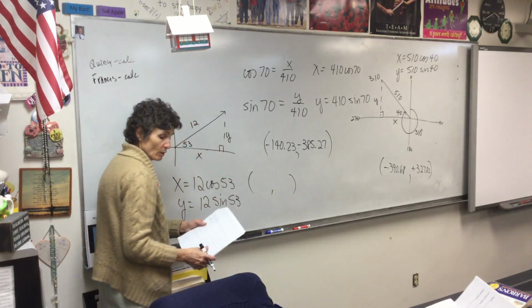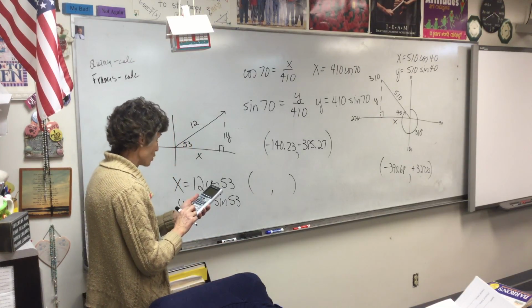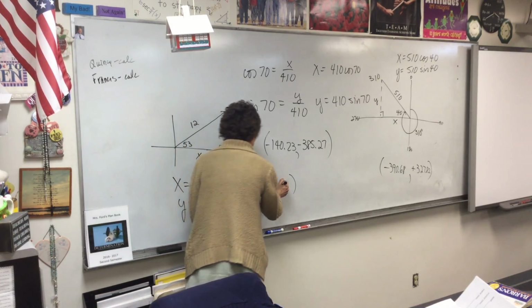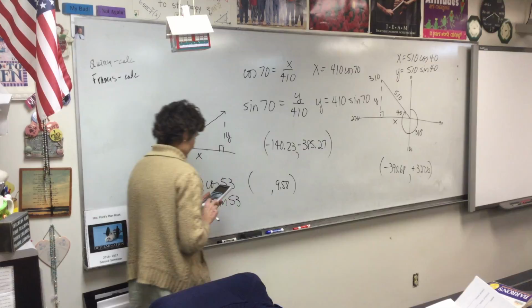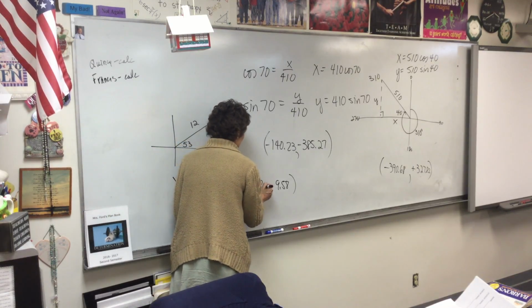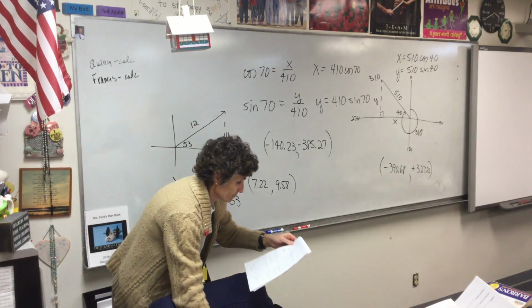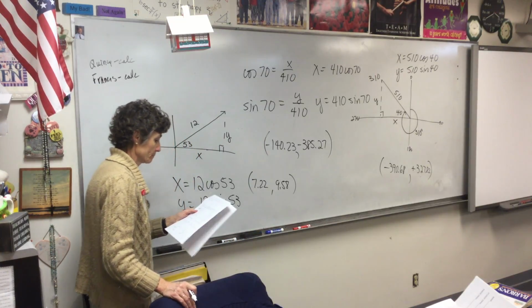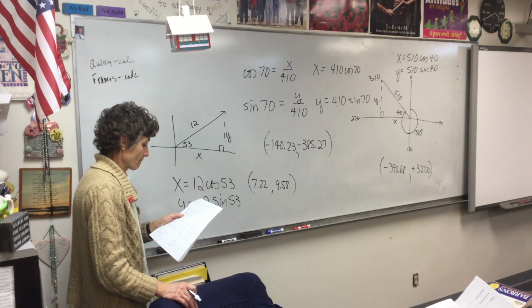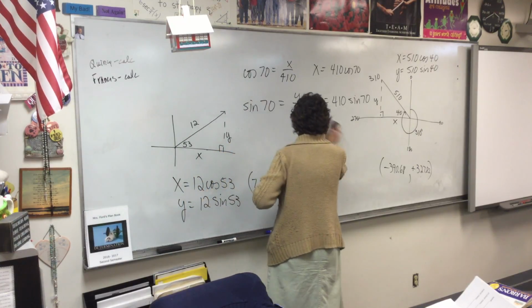Now this time, when we find our x and y, will we make any of them negative? No. So let's see, 9.58 for y. And 7.22, does that look about right? One more of these. I think you're getting the hang of it. They're pretty easy.